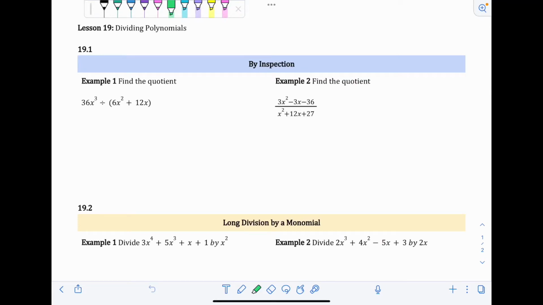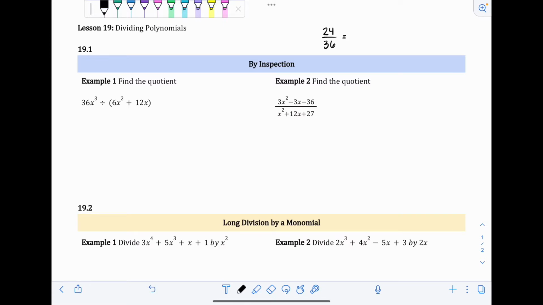This is lesson 19, which is dividing polynomials. So 19.1 starts off with dividing polynomials by inspection, which means making sure that things are factored fully, and then we can cancel out common factors. If we look at a more basic example, without polynomials or variables, inspection would be like if I asked you to reduce the fraction 24 over 36.